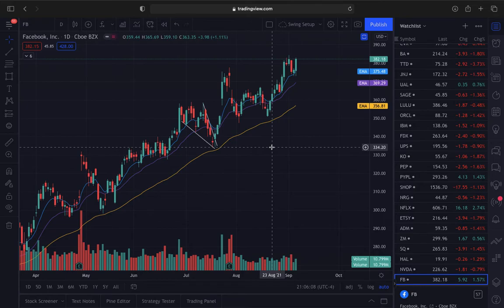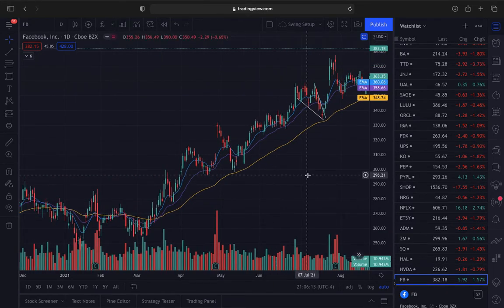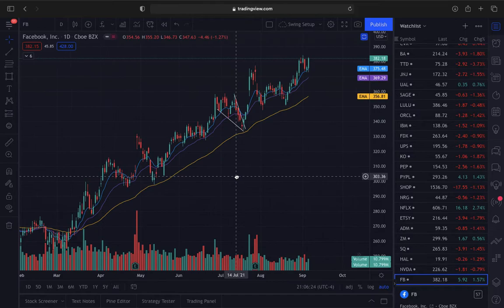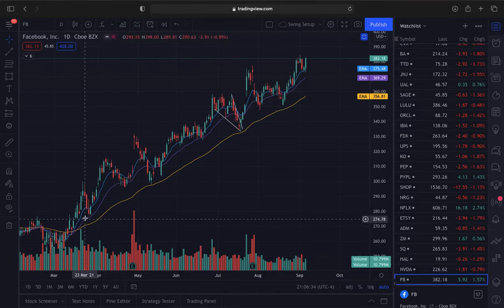Now, if we look at Facebook here on the daily, and I'm looking at it on the daily for a reason, we can see that really since the beginning of March, Facebook has been on a very, very strong uptrend. And it has not been trading below the 55 EMA, and that is this yellow moving average right here that you see going across my screen. Facebook has not been trading below the 55 EMA since all the way back here on March 12th. Okay, the trend for Facebook has been up.